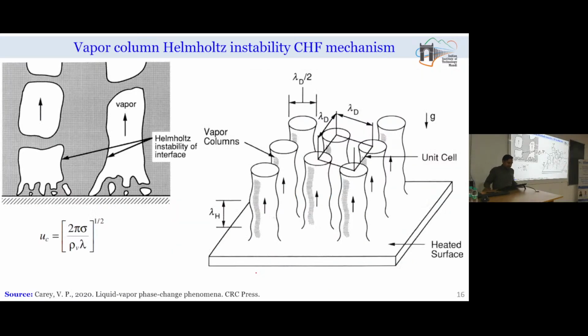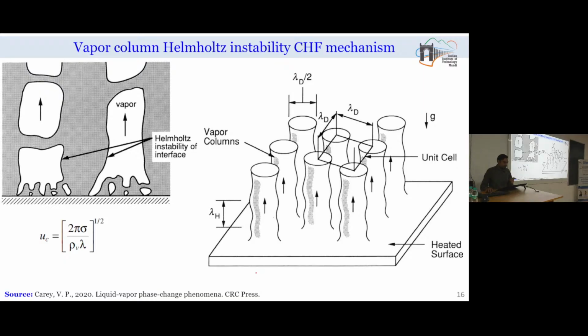Now, there is one more instability, called the vapor column Helmholtz instability, and this instability is very important for defining the critical heat flux. So, basically, what is critical heat flux? Critical heat flux is the departure from the nucleate boiling regime, and immediately after that we enter into the film boiling regime by following a transition regime.